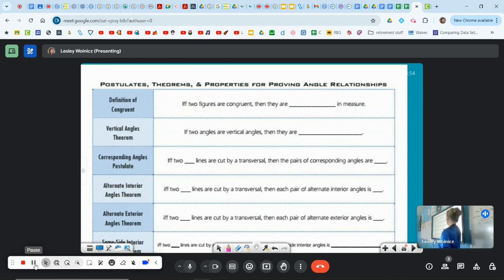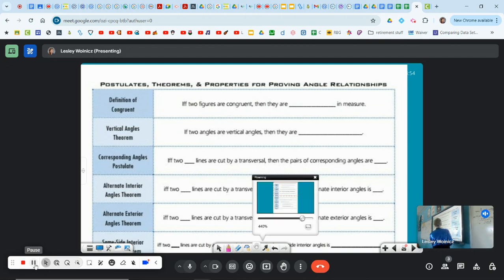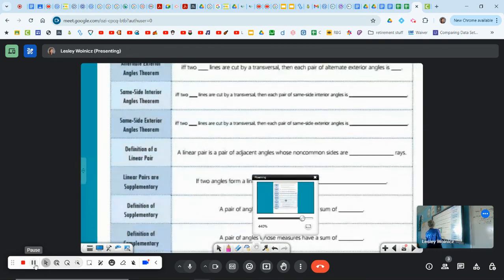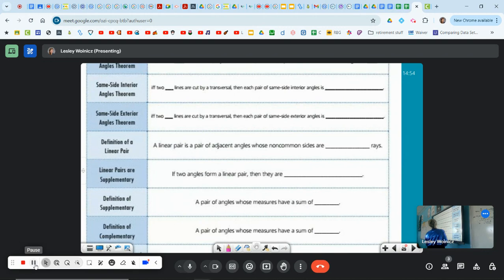Parallel lines are cut by a transversal, then each pair of alternate interior angles is? Okay, what about the next one? Do you guys see it's just the same thing? It's parallel and congruent again? Okay. What about the same sides? Are they congruent? What are they? Supplementary. They're supplementary. Good. What about for the exteriors? Same side exteriors? Supplementary again.